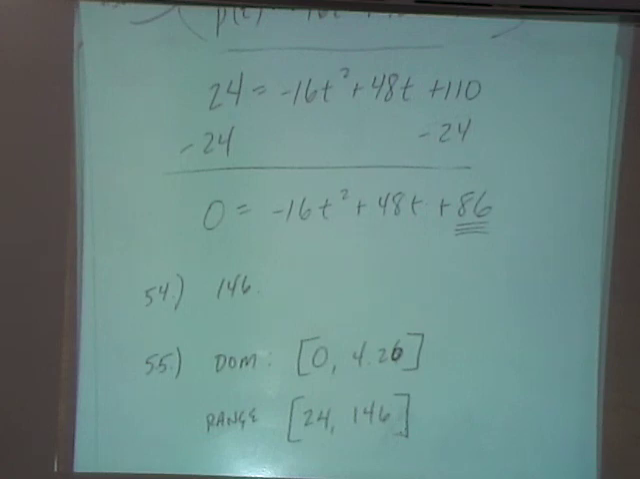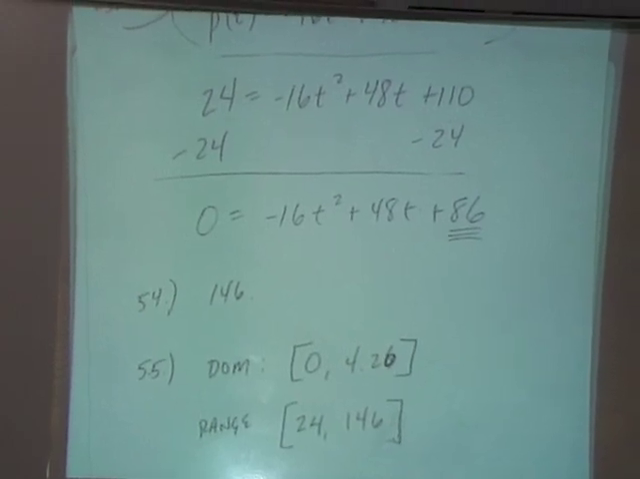Is 24 the minimum? Well, that's when it hits the bridge guard, 24 feet off the ground, so it doesn't go any lower. Make sense? Any questions on 55?